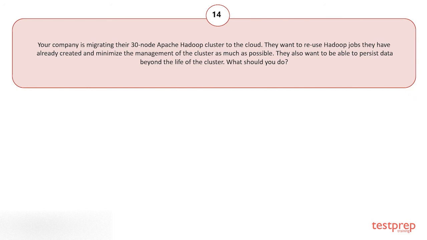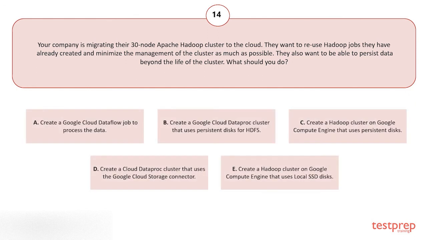Your options are: A. Create a Google Cloud Dataflow job to process the data. B. Create a Google Cloud Dataproc cluster that uses persistent disks for HDFS. C. Create a Hadoop cluster on Google Compute Engine that uses persistent disks. D. Create a Cloud Dataproc cluster that uses the Google Cloud Storage connector. E. Create a Hadoop cluster on Google Compute Engine that uses local SSD disks. The correct answer is option D.